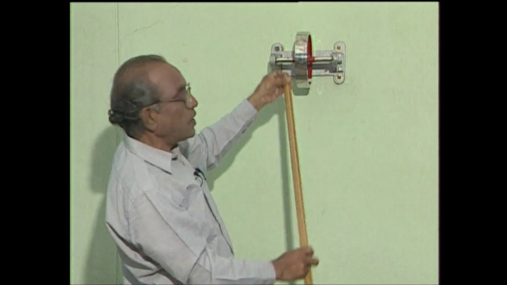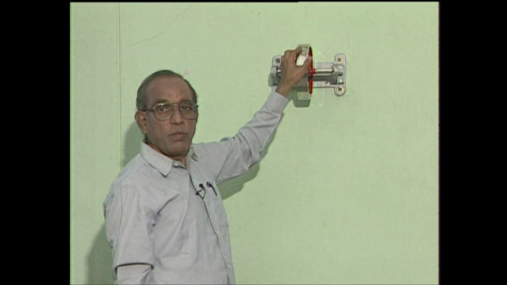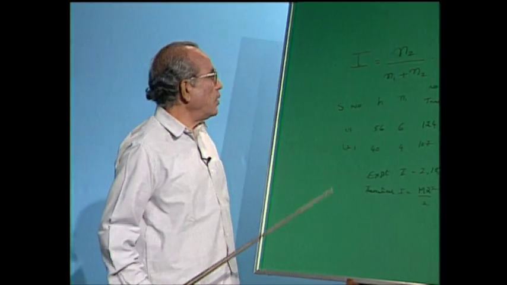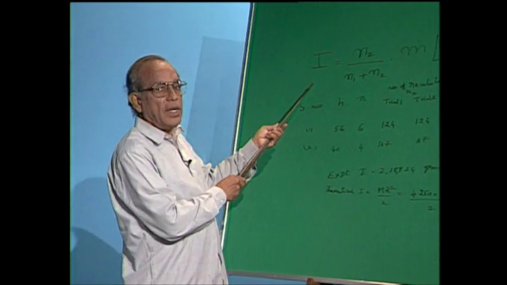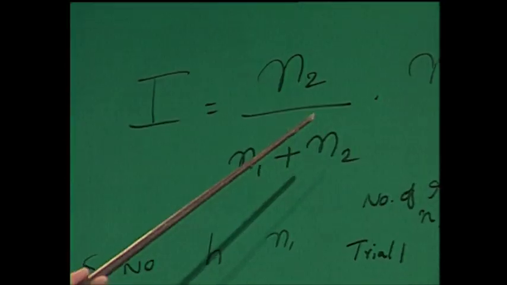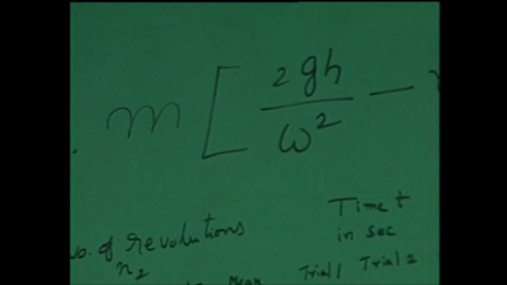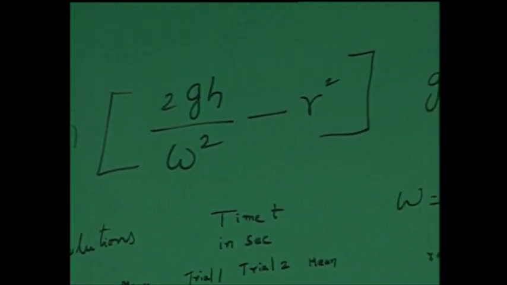So once we know the circumference, the formula for the circumference of a circle is equal to 2 pi r. The equation which we are going to use to find out the moment of inertia of the flywheel by the experiment is given here as I equal to N2 divided by N1 plus N2 into m within brackets 2 GH by omega square minus r square.